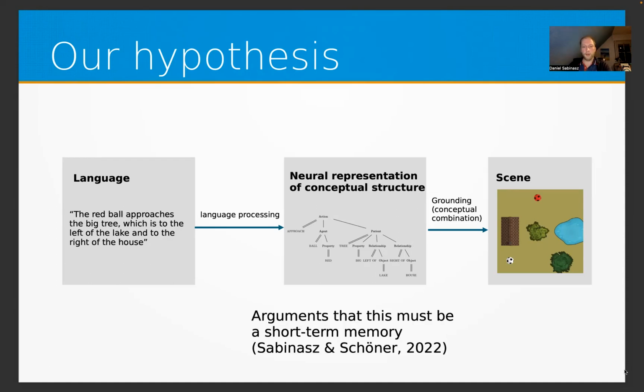And there's an additional argument that one can make, and we have made that argument in a paper that was released last year: that this neural representation of conceptual structure must be a short-term memory. I do not want to recap that argument now, but there are strong arguments to assume that at least over a time scale of a few seconds, the conceptual structure is represented stably. So it cannot just be a transient structure that immediately decays. It has to be stabilized against decay.